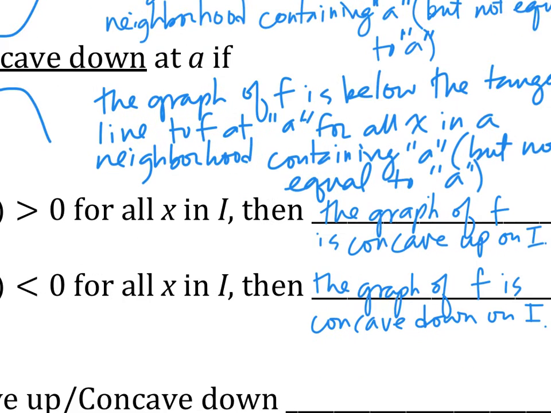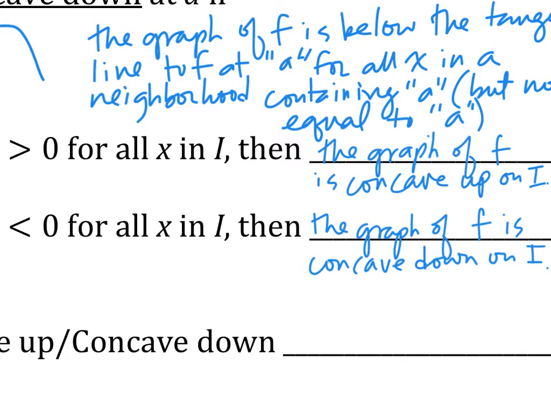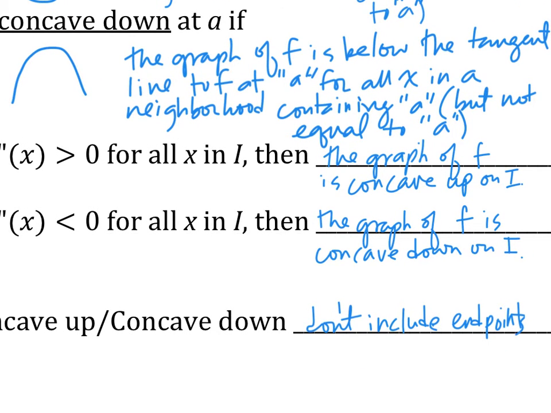Okay, just to make things a little bit trickier, for concave up and down, we are not going to include endpoints. So for increasing, decreasing, we include the endpoints. For concave up and down, when we talk about interval, we don't include the endpoints. Okay, let's look at our graph.